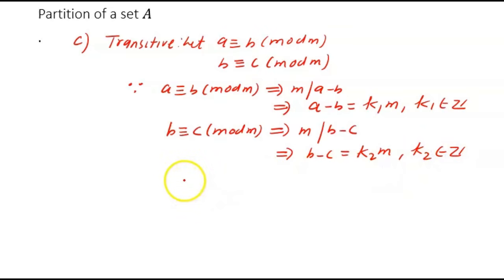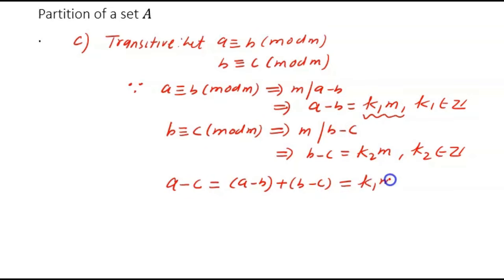Now we have to show that a is congruent to c modulo m. So let us write a minus c. How can we write a minus c? We can write a minus c as (a minus b) plus (b minus c). And a minus b is k1 times m, so I write a minus b as k1 times m. And b minus c is k2 times m, so I write it as k2 times m. So what did I get? I got that a minus c is equal to (k1 plus k2) times m.